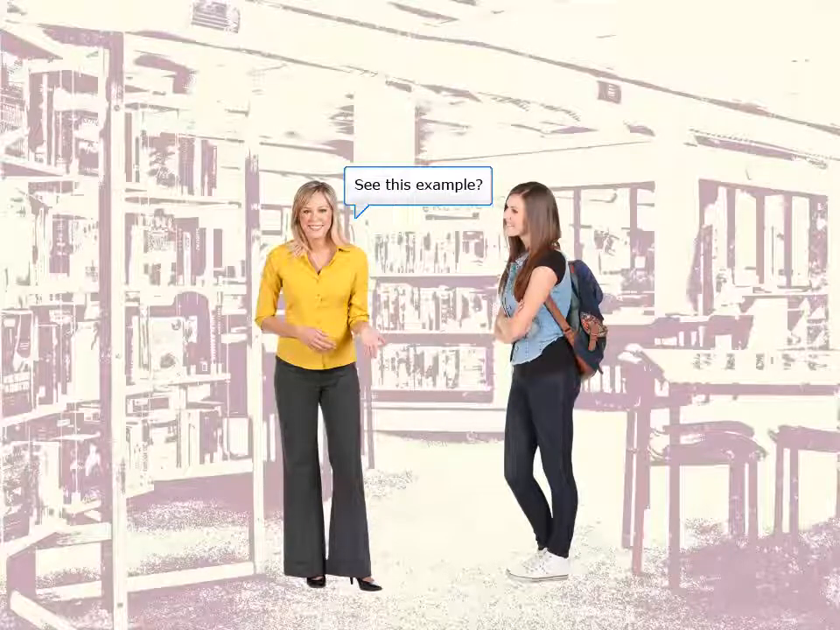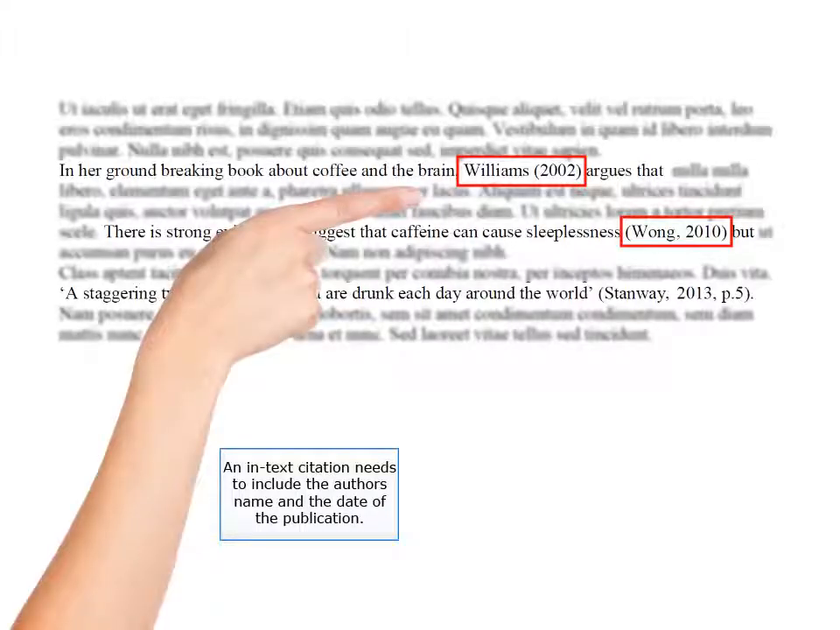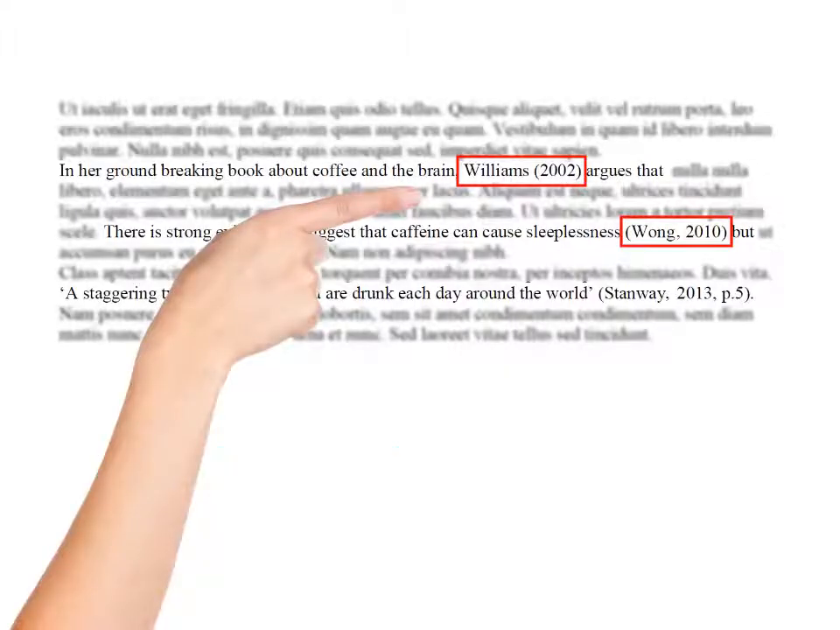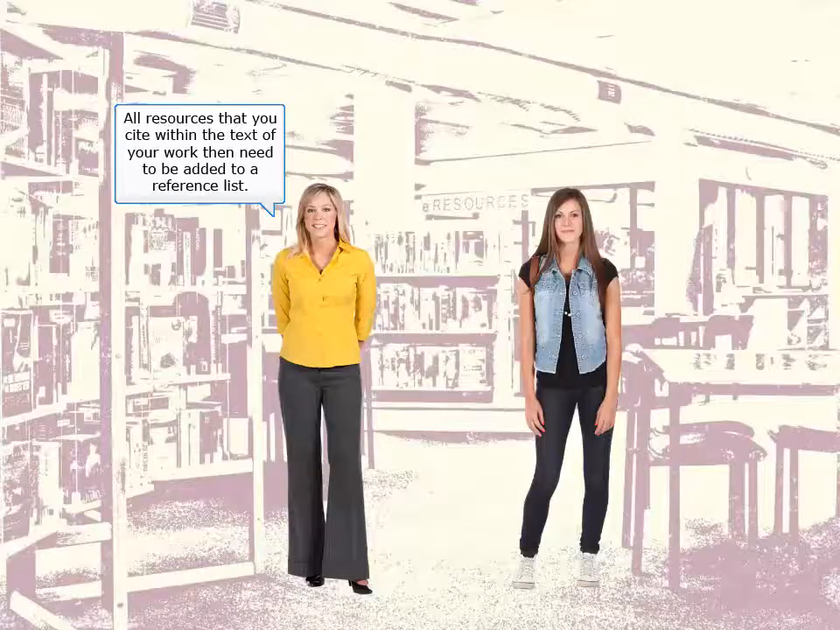See this example? An in-text citation needs to include the author's name and the date of the publication. If you quote or paraphrase an author's work, you need to add a page number too. All resources that you cite within the text of your work then need to be added to a reference list.